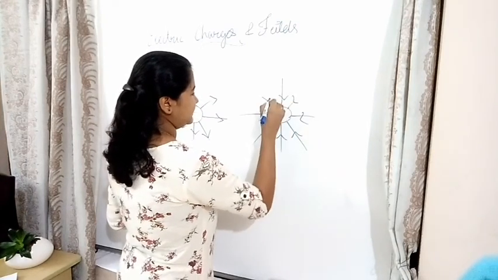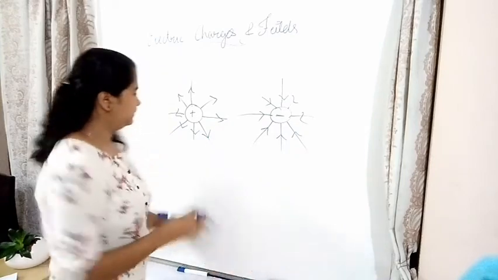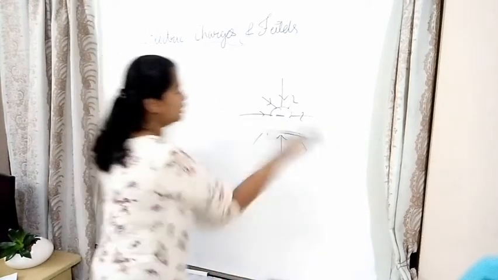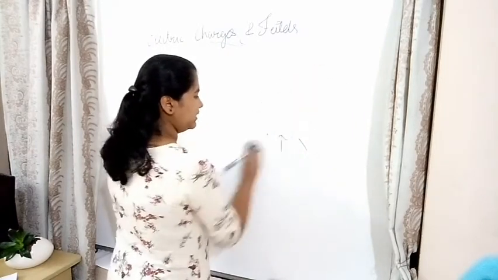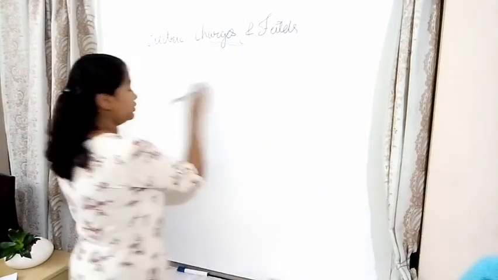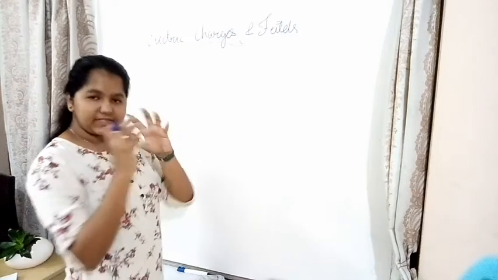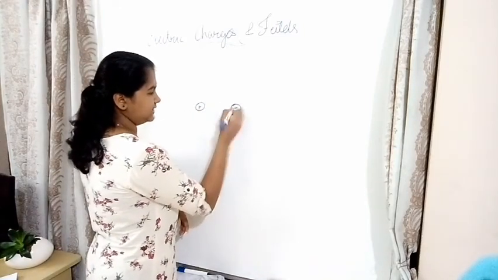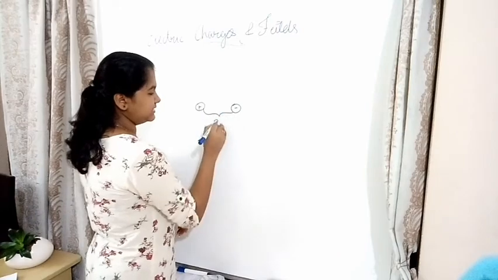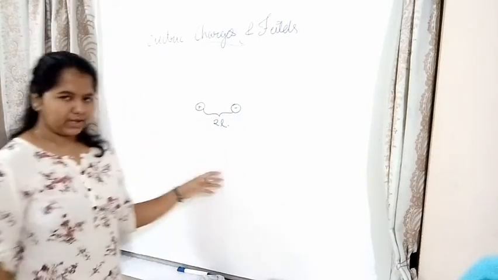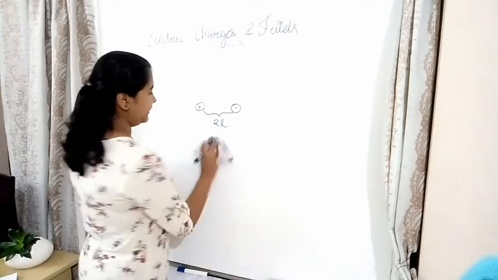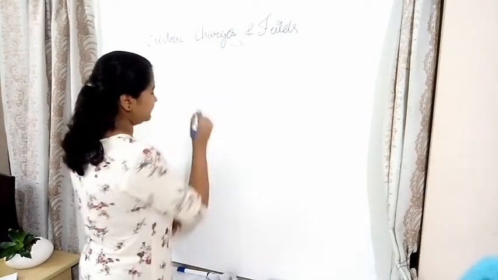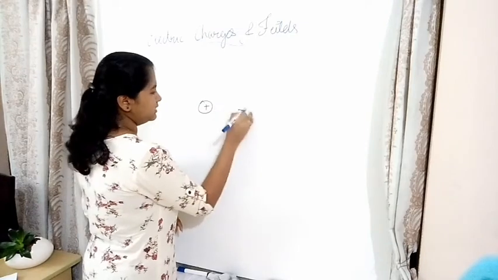So let's take a case of a dipole. We'll draw a dipole and then we'll see. What's a dipole? A dipole is two charges kept at a distance. That is, if there is a positive charge and a negative charge separated by a distance of 2L, that is a dipole. So we will draw the dipole and see how the field lines for a dipole are. This is positive, this is negative.